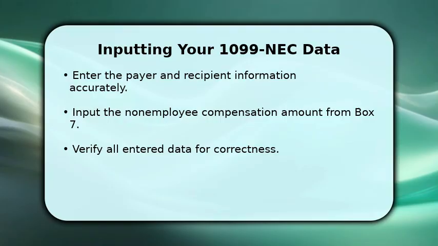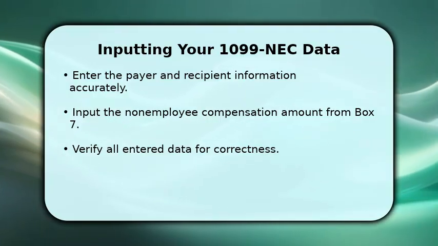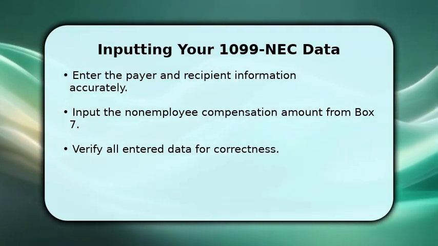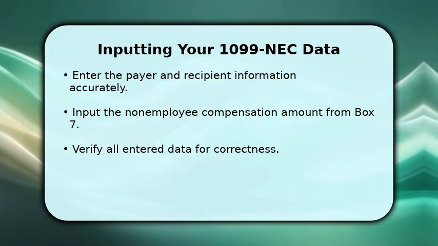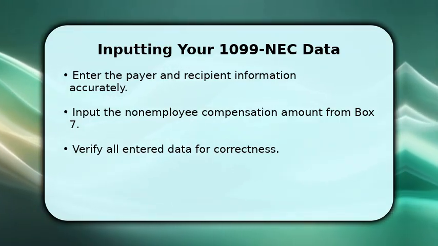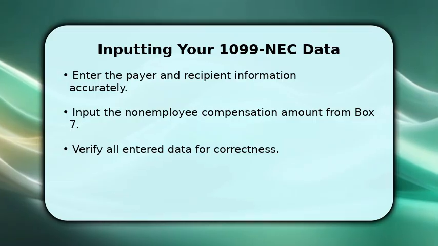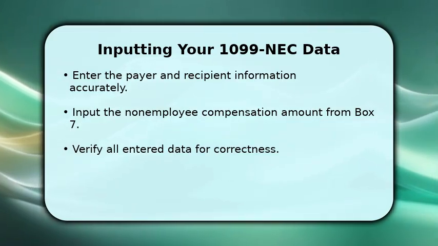Once you're in the Form 1099 NEC section, TurboTax will guide you through entering the required information. Carefully input the payer's details, which is usually your business, and then the recipient's information, your contractor.